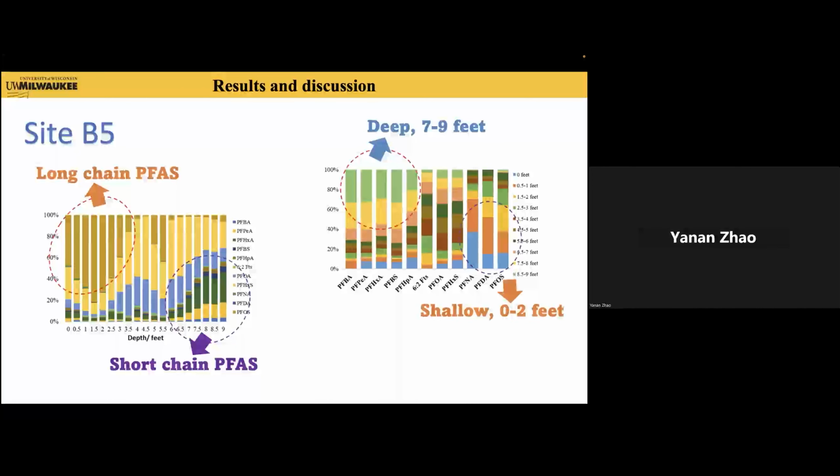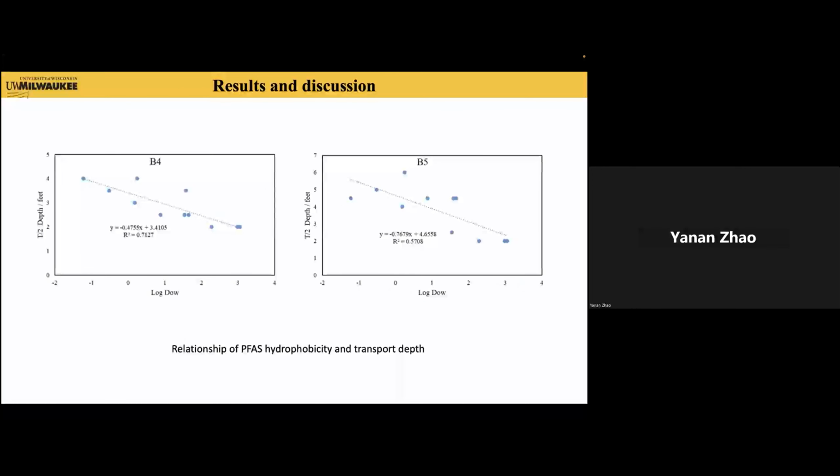We can see different PFAS has different transport behavior. When PFAS have the same functional group, the longer-chain PFAS has a shallower transport depth. When PFAS have the same chain length, the carboxylic acid has a deeper transport depth than the sulphonic acid. We know it's the same site, same environment condition, but different PFAS show different transport behavior. So I suspect that it is due to PFAS having different properties.